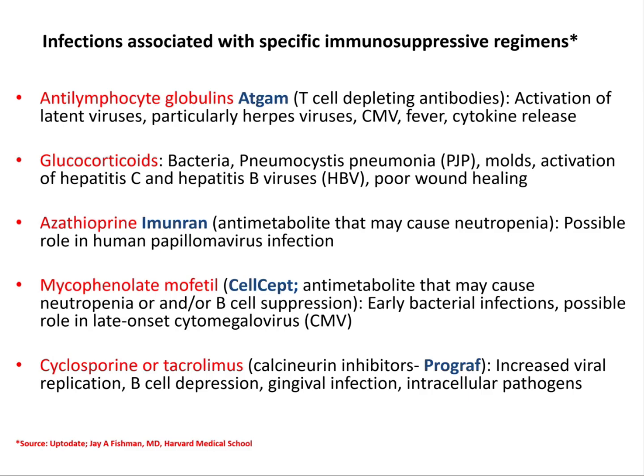Azathioprine, Imuran, I don't see it used as often, but it's an antimetabolite that causes neutropenia. So just like your regular neutropenics, but there is also this association with flourishing of HPV if the recipient went in with a human papillomavirus infection. CellCept is an antimetabolite that causes neutropenia and B-cell suppression. So all your neutropenic concerns, early bacterial infections, translocation, but it also plays a role in late onset CMV.